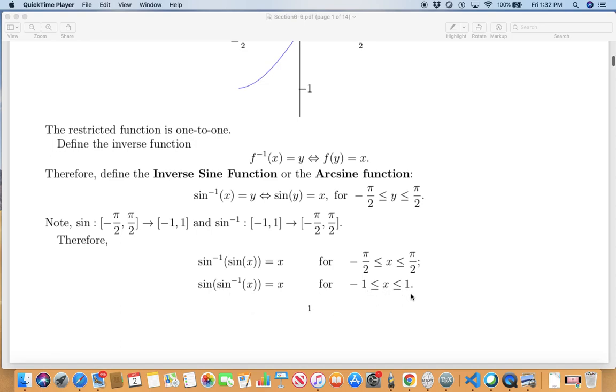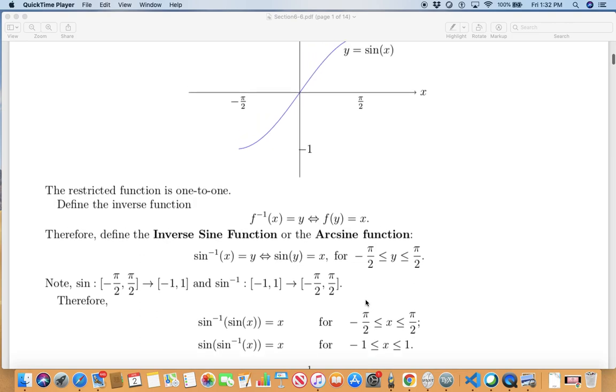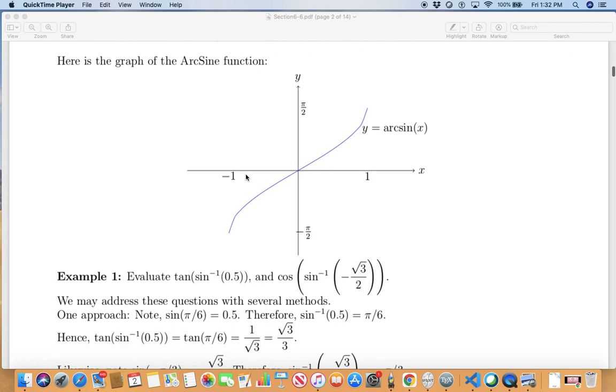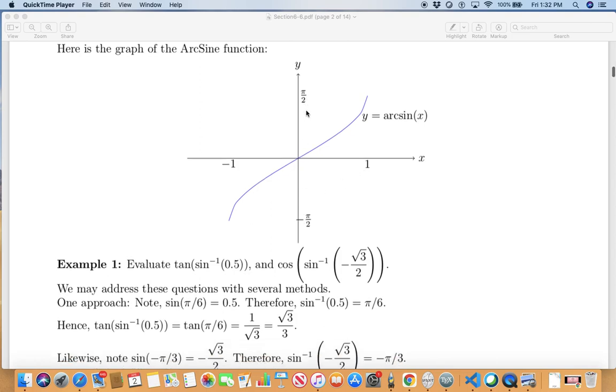All right. Now let's look at the graph of sine inverse. So notice this is sine. So sine inverse must be a reflection about the line y equals x. So there you go. So the arc sine function looks like this. Domain -1 to 1, range negative pi over 2 to pi over 2.